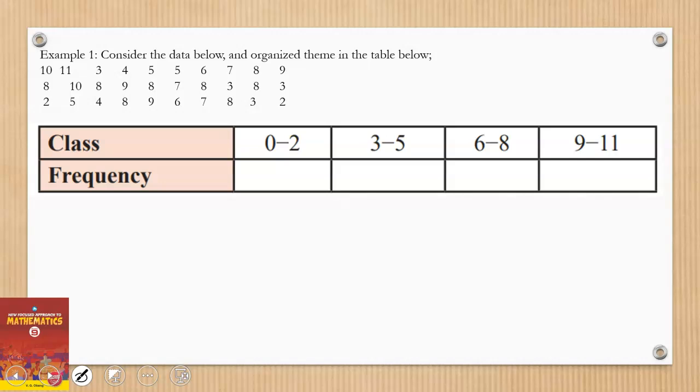When we talk of grouped frequency, it's all about having a range of values that will represent our data. So for example, here we are saying consider the data below and organize them in the table below. We want to look at all these raw data and put them into classes. So if it is, let's say, ages of people, we look at those between the ages of 0 and 2, and then the ages of 3 and 5, and so on. When we finish, we find the mean.